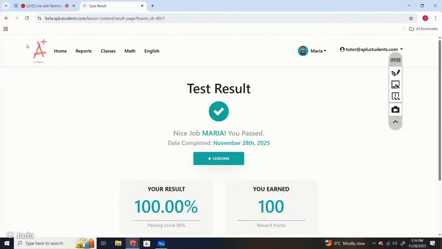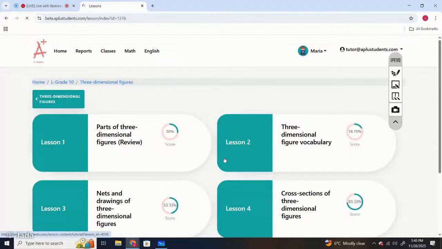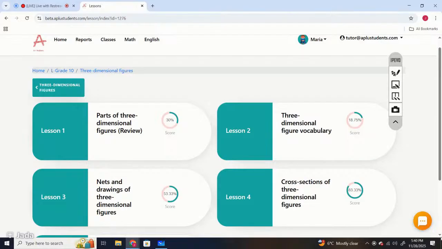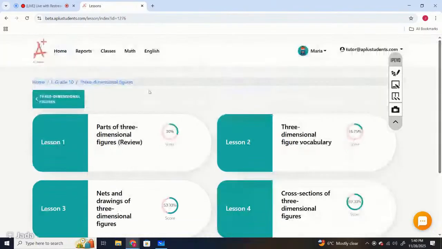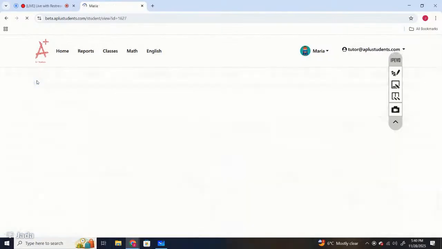So we were working on grade 10 math. The chapter we were working on is three-dimensional figures. The lessons we have covered today are parts of three-dimensional figures, three-dimensional figure vocabulary, nets and drawings of three-dimensional figures, cross sections of three-dimensional figures, and solids of revolution. So please make sure before the next session you complete all the practice questions for the lesson.